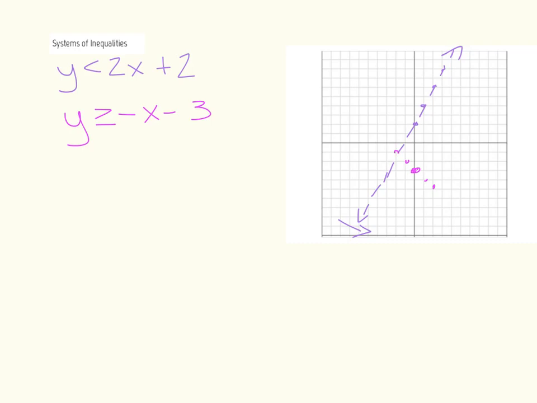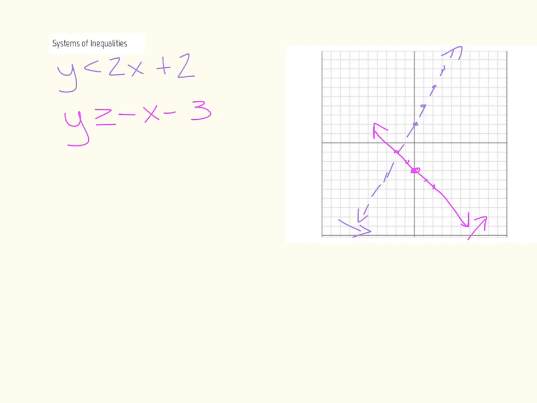Okay, now this is going to be a solid line because it's greater than or equal to. So I'm going to draw a solid line as good as possible through that. All right, now I'm going to shade this above. So I want you to see something.